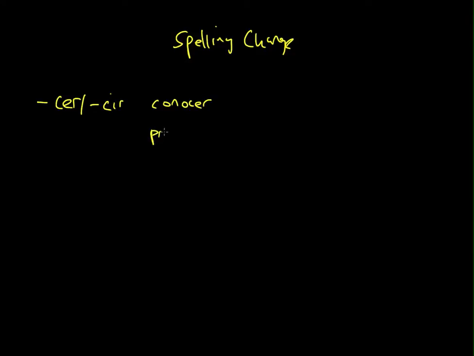Let's take a look at spelling change verbs in the present tense. And we're going to focus on verbs that end in -cer or -cir. So, for example, conocer and producir.